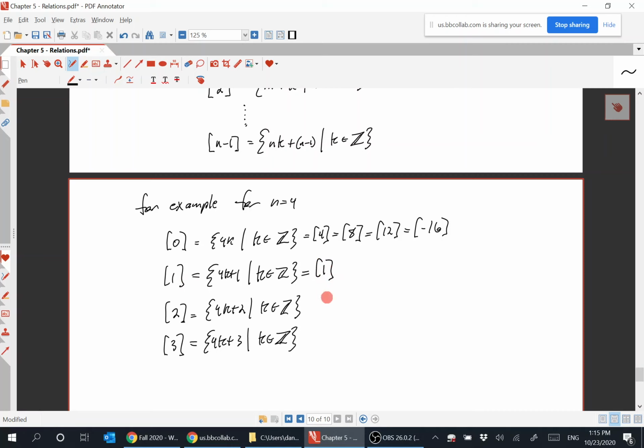This is bracket 1. Is bracket 5. Bracket 9. Bracket minus 15. Bracket 6. Bracket minus 2. Etc., etc. So the equivalence class of 0 is the same as the equivalence class of 4, 8, 12, minus 16. The equivalence class of 1 is the same as the equivalence class of 5, 9, or minus 15. Why are these the same?